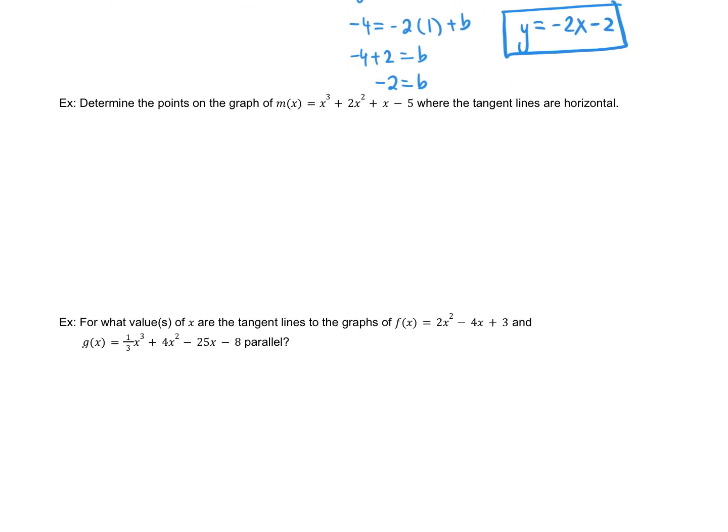Determine the points on the graph of m(x) where the tangent lines are horizontal. If I want horizontal tangent lines, I need the slope to be 0. And the slope of the tangent line is the derivative of the function. So I need to find the derivative of this function, set it equal to 0, and solve for x. And our derivative will be much faster here. Feel free to pause the video and try the question on your own, and then come back to check.